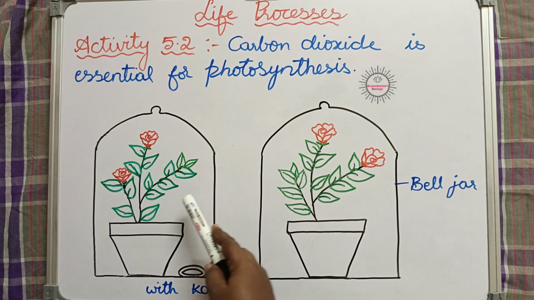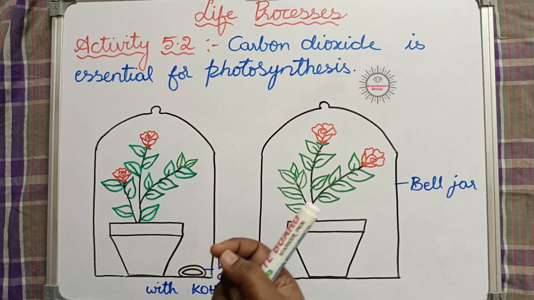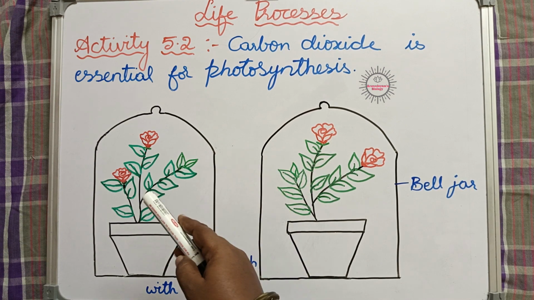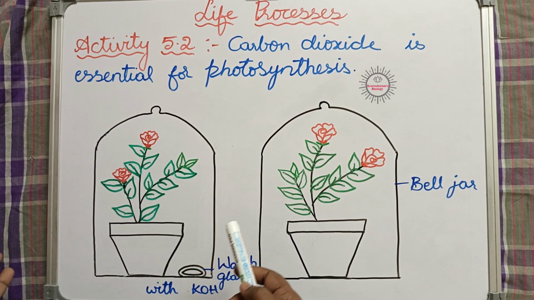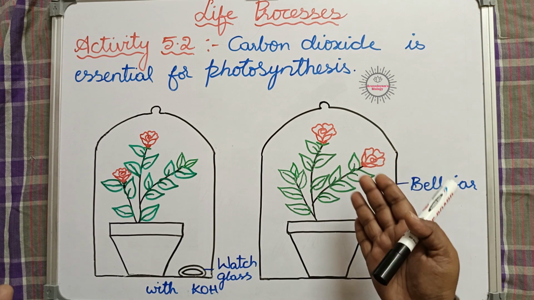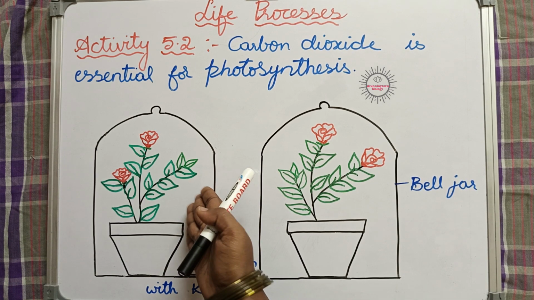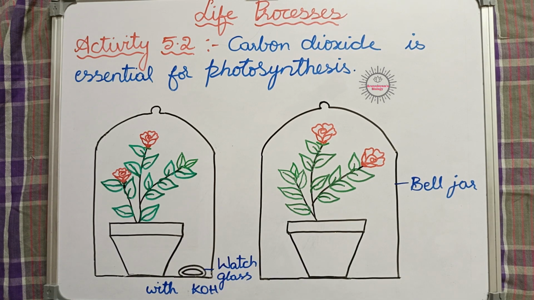Of course, plants during respiration release a little amount of carbon dioxide. So with that little amount of carbon dioxide, this plant might have performed photosynthesis and might have produced a very little amount of starch. But when compared to this plant, it has a negligible amount of starch in it. Why? Because carbon dioxide is not available to it.